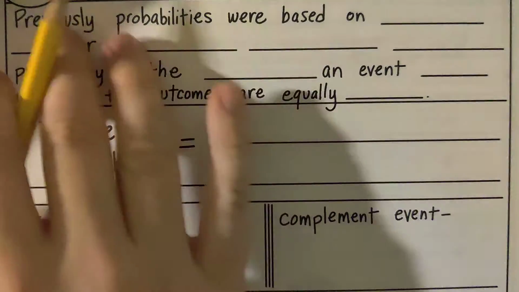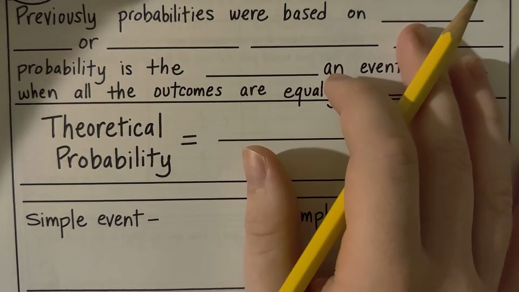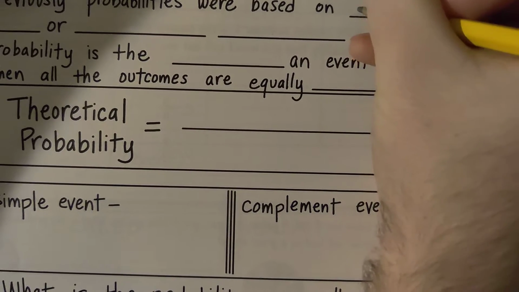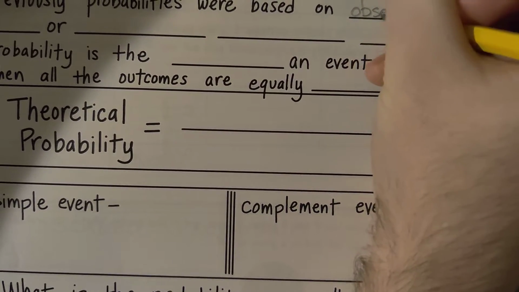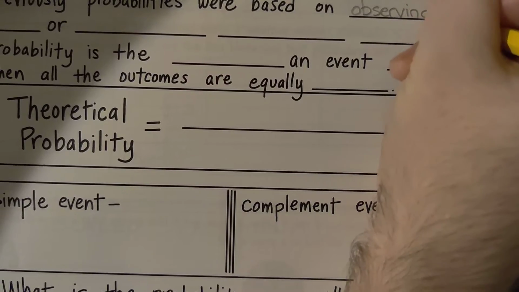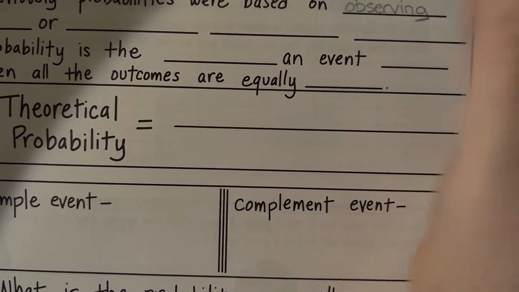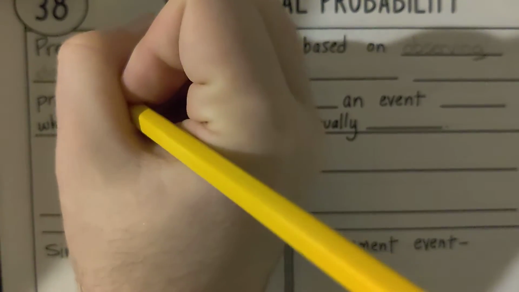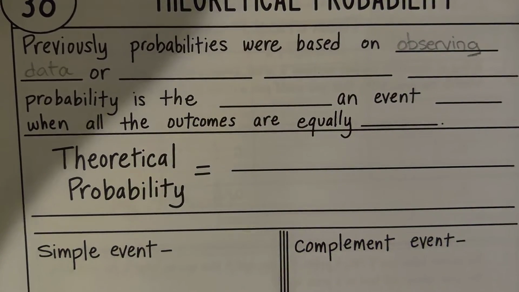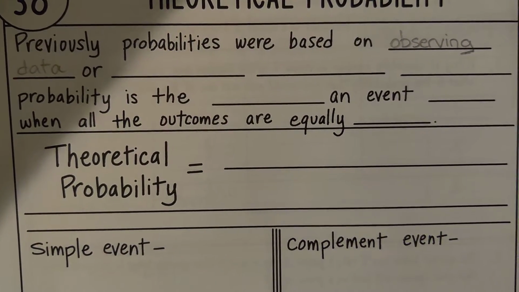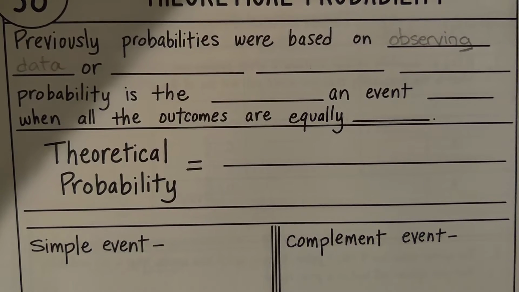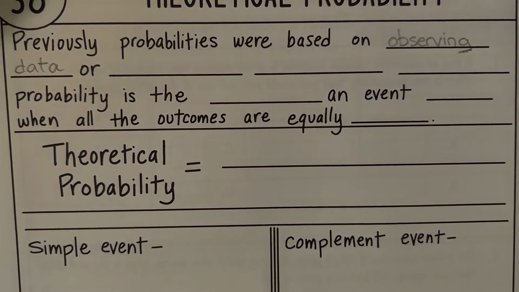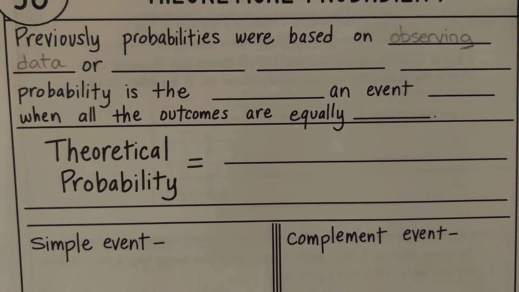But we're going to here say this. So previously, probabilities were based on observing data. This refers to the lesson in the last video I submitted. We said it was about observing data. So for example, that's where we're drawing marbles from a bag and we don't know what's inside, and you can only record what you've pulled out to figure out what's in the bag, or the chance that you'll pull something out next, right?